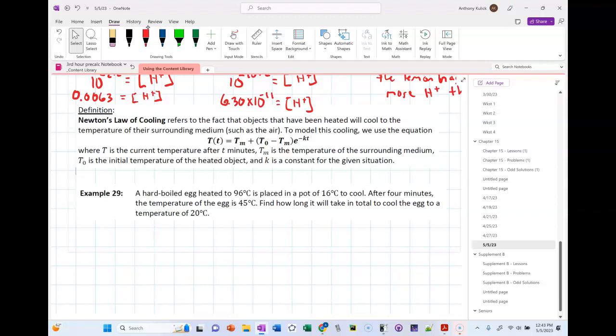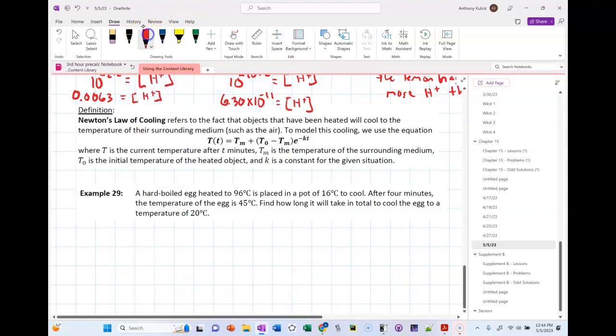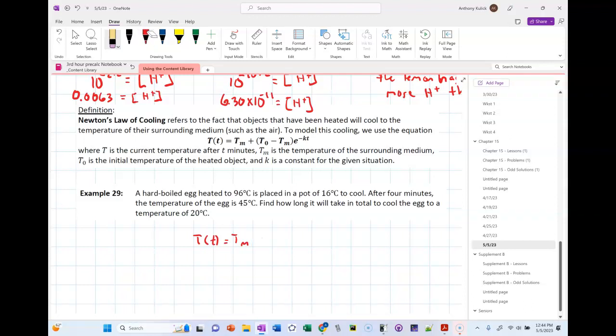Okay. So first things first, let's identify which of our parameters we're trying to solve for. So in the question, what is it asking us? How long it will take? Yeah. So what is that going to be? Yeah, we're looking to solve for a t. Great.